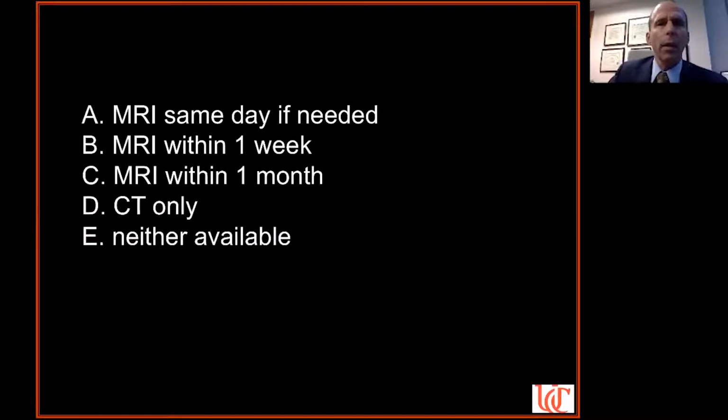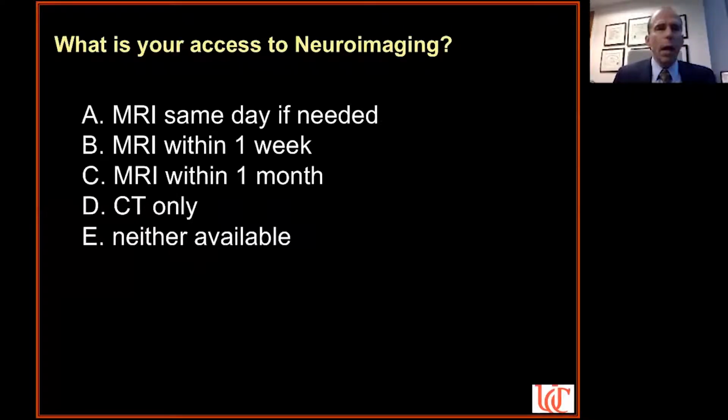And this is another polling question, just to help me understand a little bit what you, the audience, have available to you. So the question is, what is your access to neuroimaging? Read these, don't answer right away. Can you get an MRI the same day if needed? If not, can you get one within a week? If not, within a month? Or D, can you only get a CT? Or E, neither available, which would obviously be a big problem. So that's the question. I'm curious.